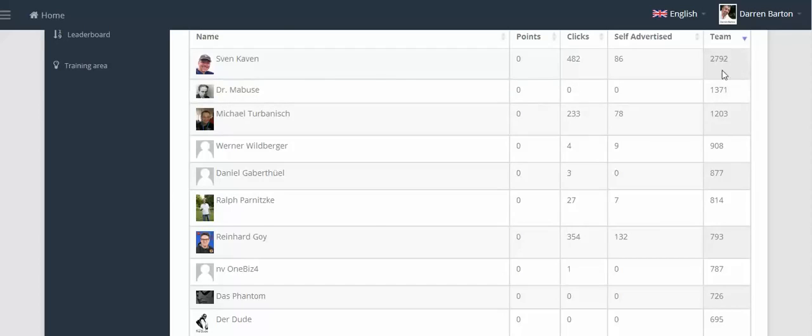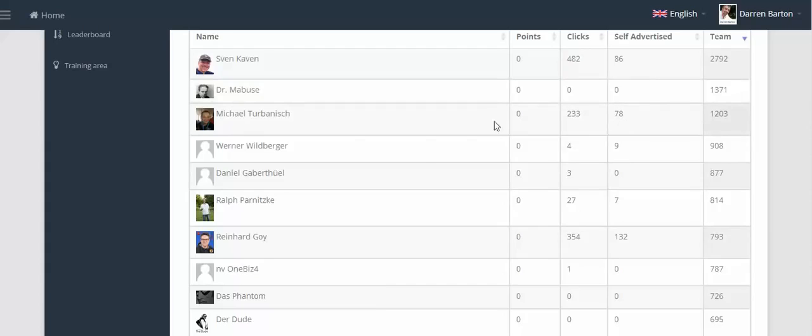And I think it's safe to assume that Sven has the left-hand leg, Dr. Mabuse has the middle leg, and Michael Tubansk, and I do apologise if I've pronounced that incorrectly, has the right-hand leg. Now, the interesting thing to point out here is that Dr. Mabuse has not recruited anybody personally, which is the self-advertised. So he's not recruited anybody, and he hasn't done any activity, and yet he's still got a team or a downline of 1,371 people. So that is one of the benefits of getting in very early.